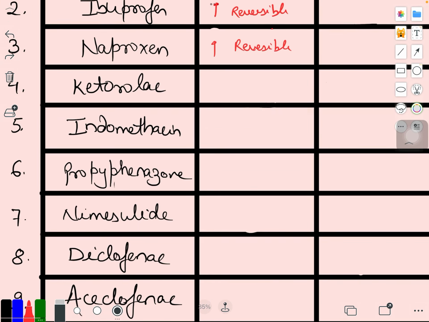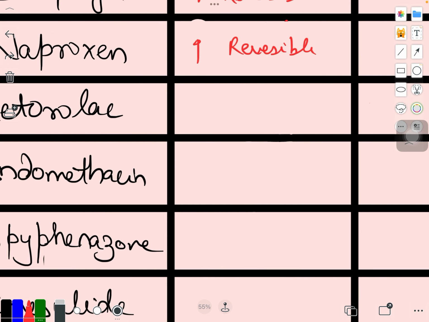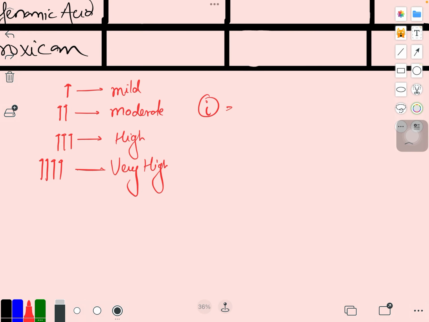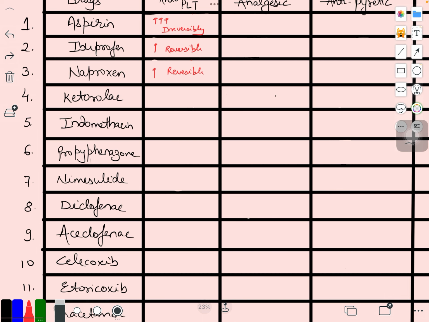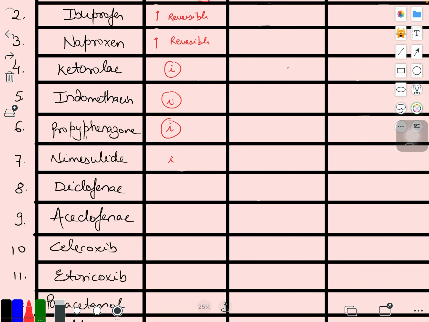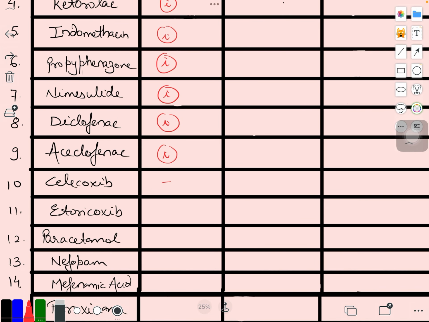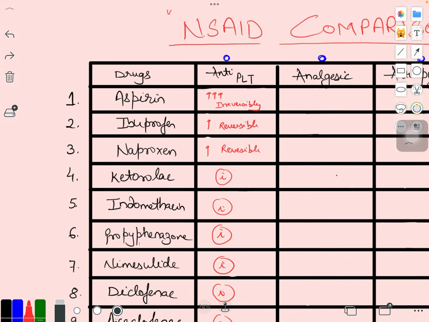The rest of the other NSAIDs have a limited or minimal effect, right? I will denote minimal effect as I. All of the NSAIDs have this minimal effect: nimesulide also, diclofenac also, aceclofenac also, celecoxib, etoricoxib, paracetamol, nefopam, and mefenamic acid has a little bit. But you don't need to remember this minimal effect, okay?